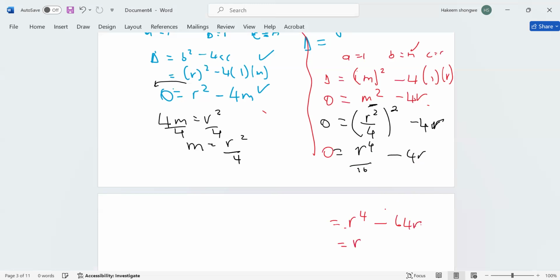Take out r as a common factor. You're left with r times r to the power of 3 minus 64, and this is equal to 0. And we can factorize this, it's a difference of 2 cubes.